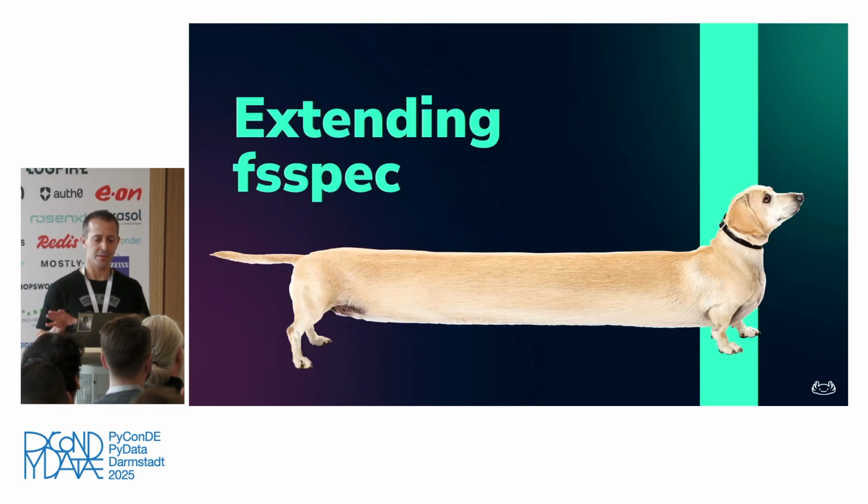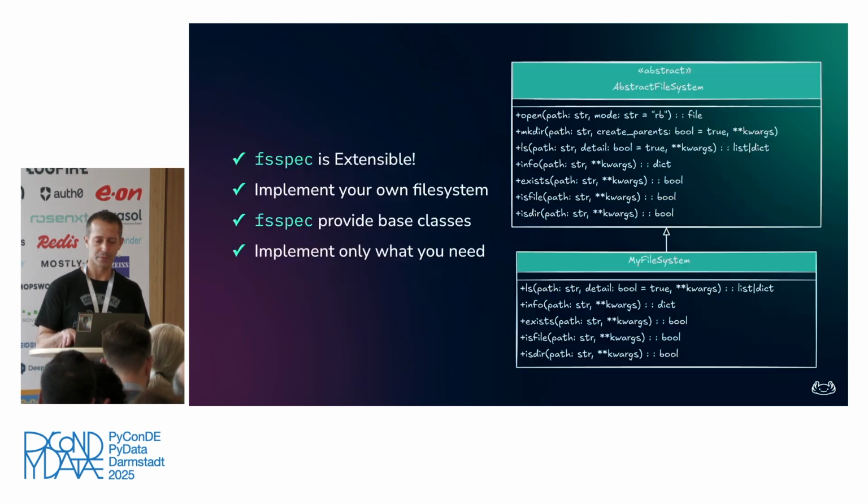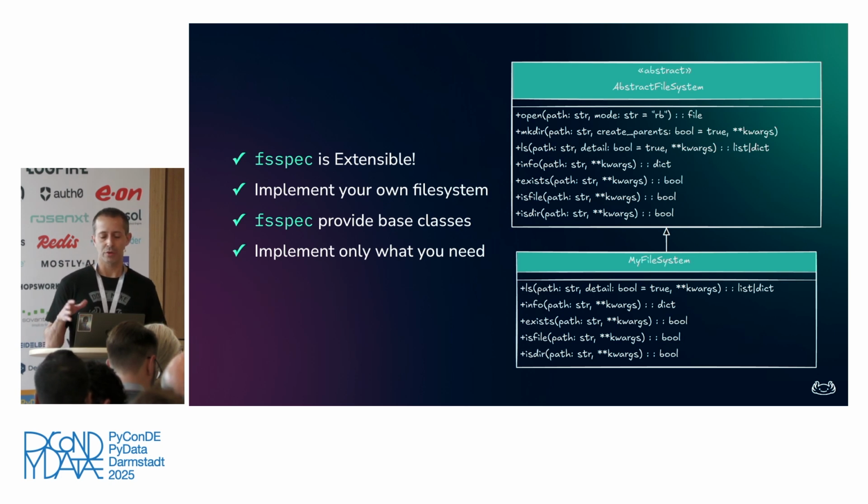So far, we've seen fsspec provides a unified interface for our storage system and gives us extra features like caching. But what if your storage system doesn't support fsspec? Or maybe you want your own caching layer? The beauty of fsspec is it's designed to be extended. You can create your own backend just by inheriting from a base class that fsspec provides.